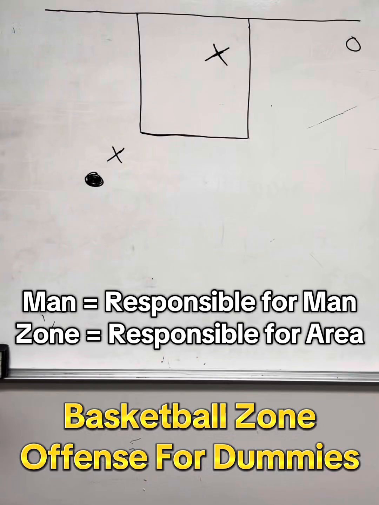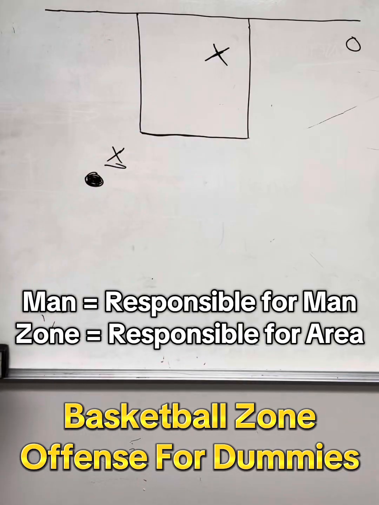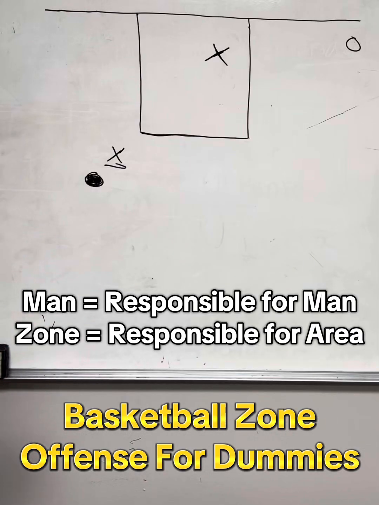Before you can understand how to operate against a zone defense, you must first understand how it's different than a man defense. First of all, in a man defense, you have a guy on the ball at all times. In a zone, he may be soft on the ball, splitting a gap. He might be hard on the ball, but in man, typically he's always hard on the ball.